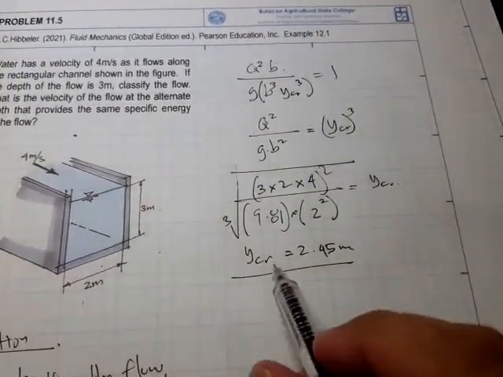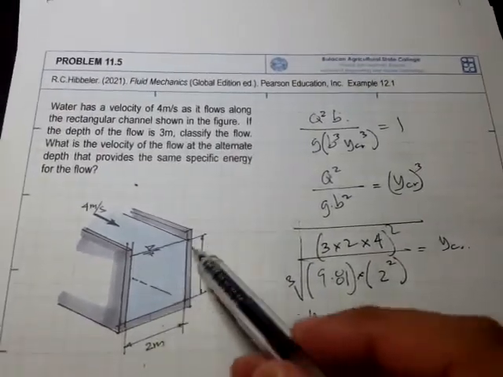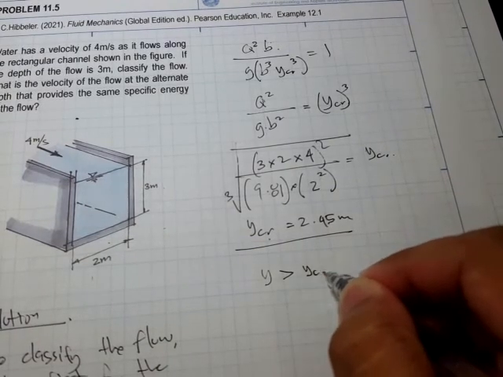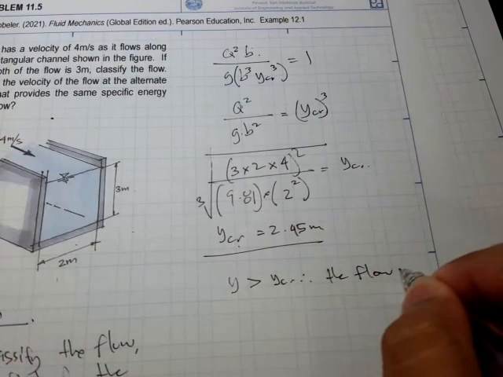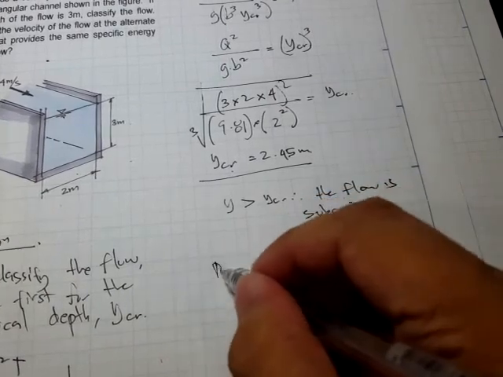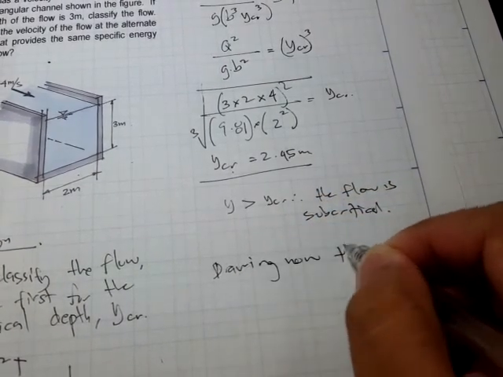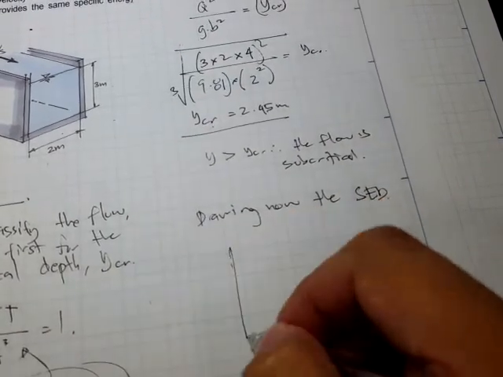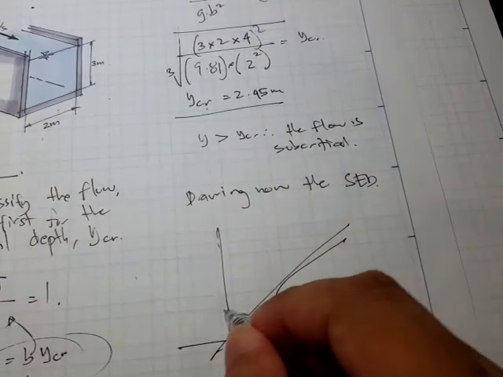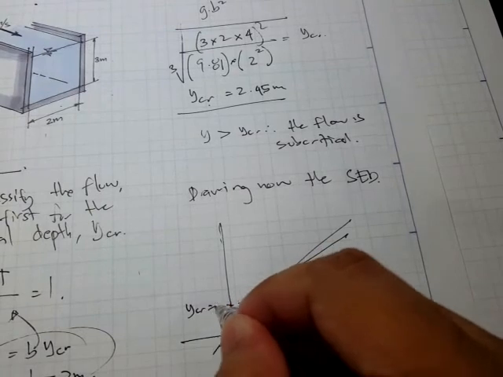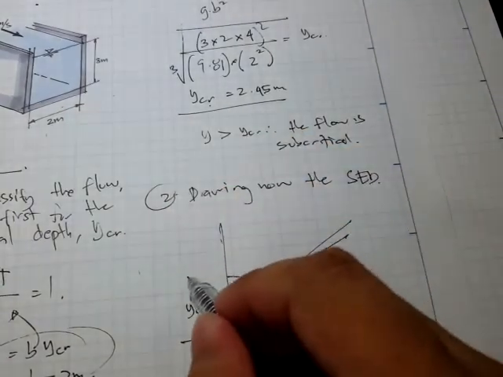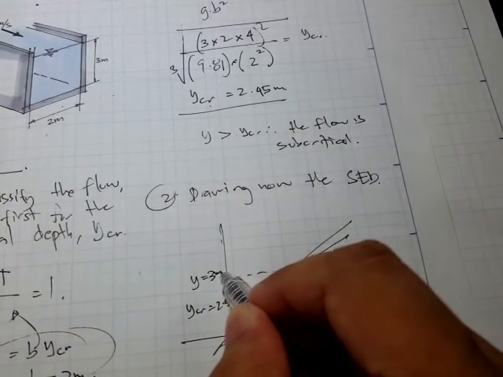Okay, so here's our critical depth, and the depth in this condition is 3 meters. So y is greater than y cr, and therefore the flow is subcritical. So drawing now the specific energy diagram, we have this. Here's the y critical, this is 2.45, and our depth is this, y is equal to 3 meters.